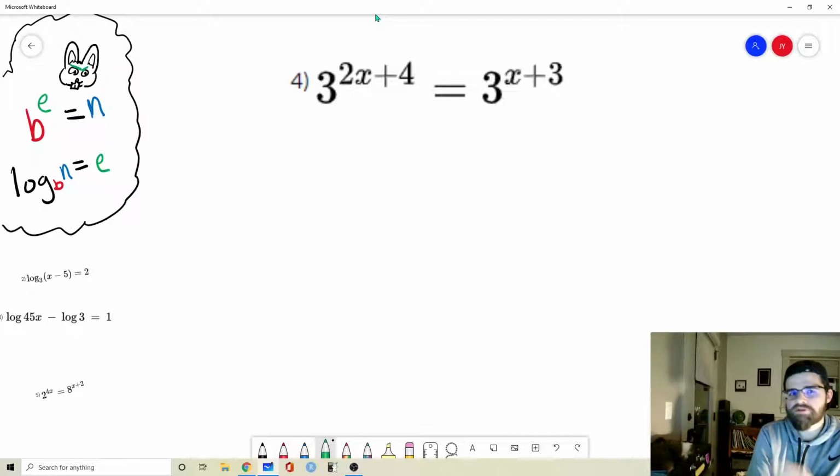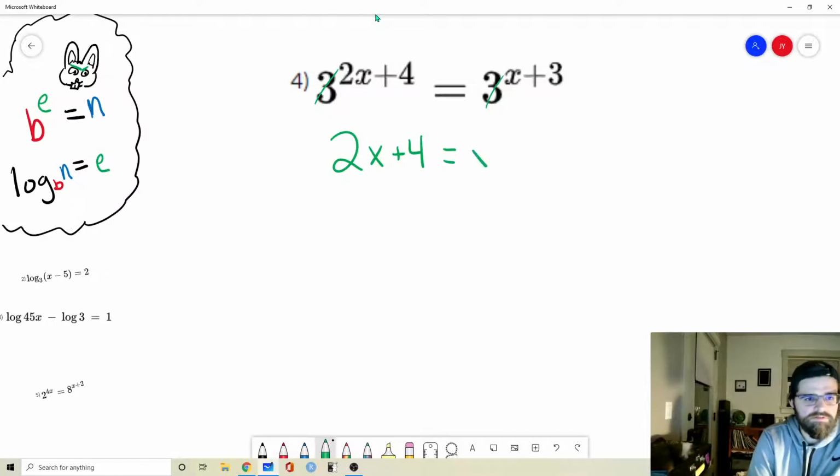So those two powers must be the same thing. We can actually just get rid of those bases. If those powers must be equal, then these two expressions must be equal. Now we just have something that should be pretty solvable, right? Get our x's on one side, the numbers on the other.